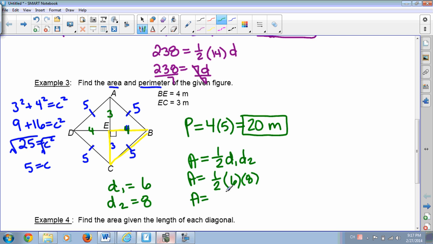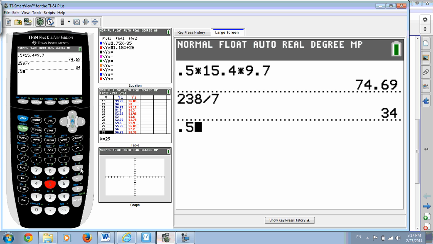So let's just do it the first way. 1/2 of 6 is just 3, and then times 8 would be 24. Again, it's meters squared. And if you weren't quite sure of how to do that, you could always use your calculator. 0.5 times 6 times 8, and it gives you 24.